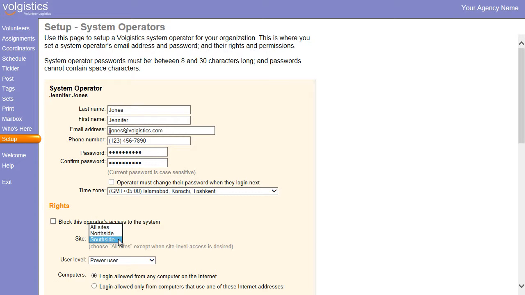System operators have access to either all sites or just to one site. There is not a way to create system operators who have access to multiple, but not all sites.